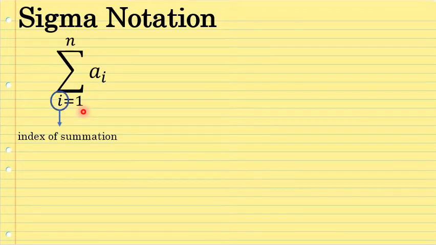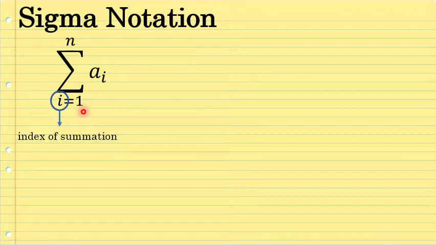A sum written using sigma notation will look like this. This would be read aloud, the sum as i goes from 1 to n of a sub i. Let's talk about what each part means. First, i is known as the index of summation. An i is usually used for the index, although j and k are also common variables that are used for the index. Any variable can be used as the index of summation.